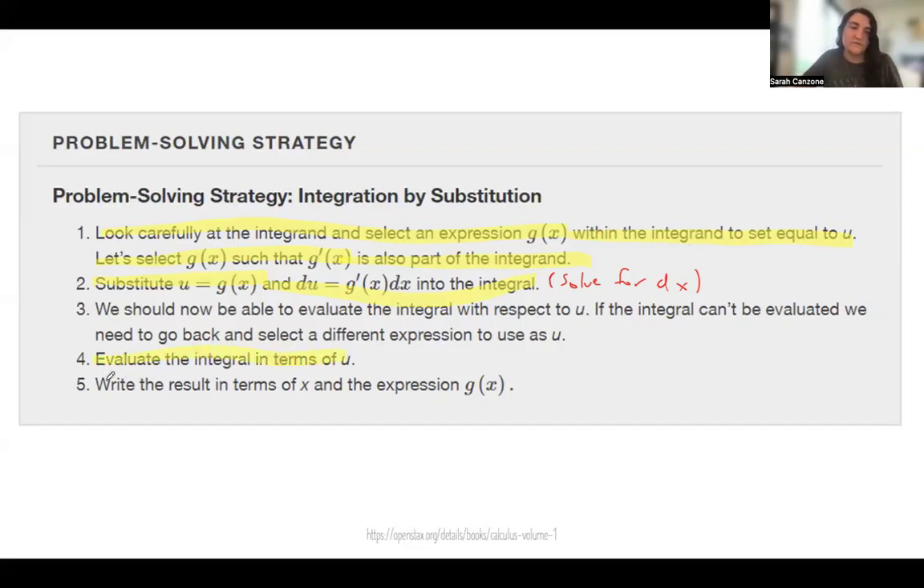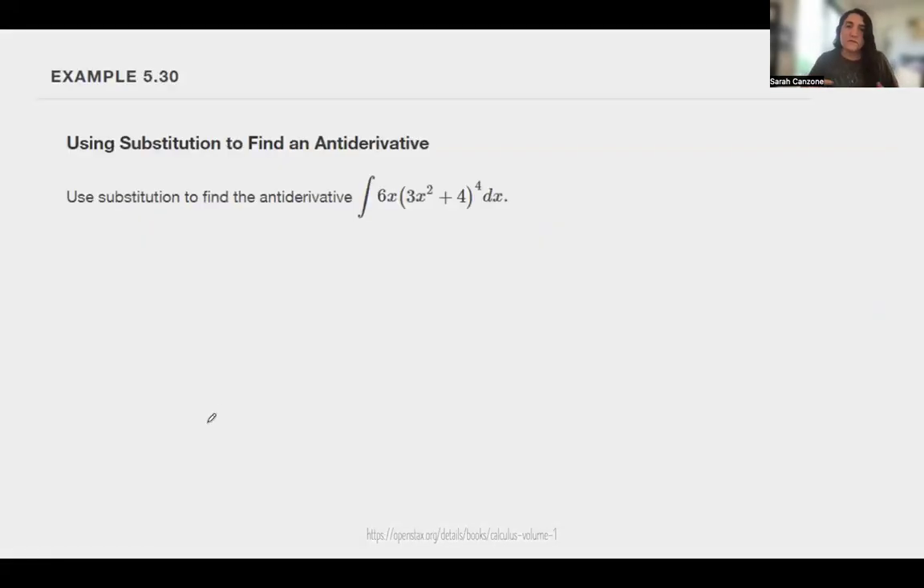After you evaluate in terms of u, obviously you would have a plus c at the end because it's an indefinite integral. You're going to write the result in terms of x and the expression g of x. So you're just going to take your function and plug u back in, plug your x, whatever it was, back in. All right, so let's go ahead and look at an application of exactly what I'm talking about.